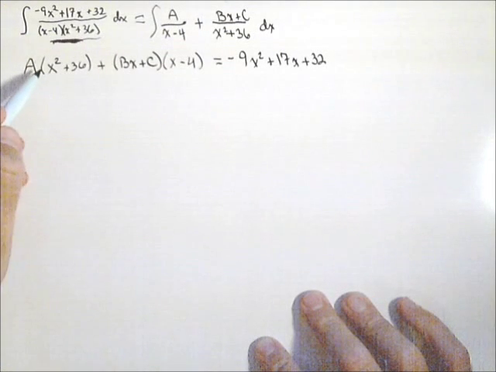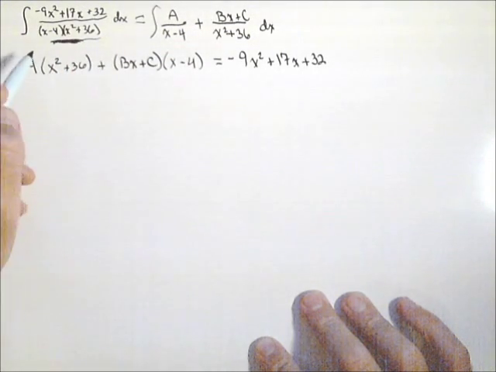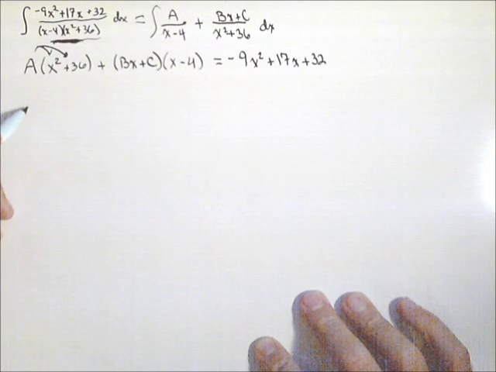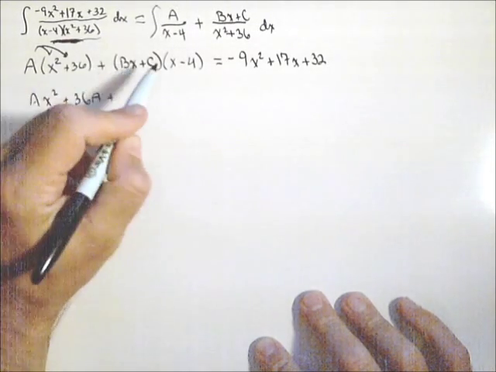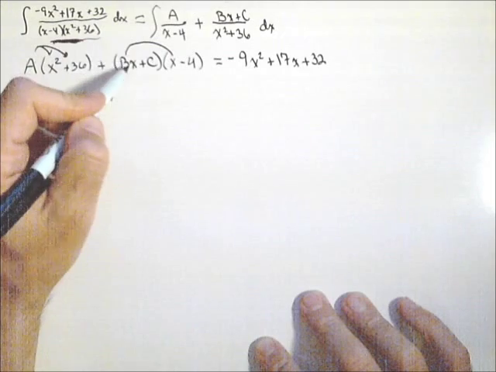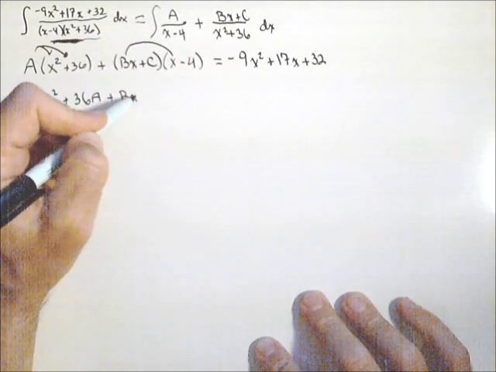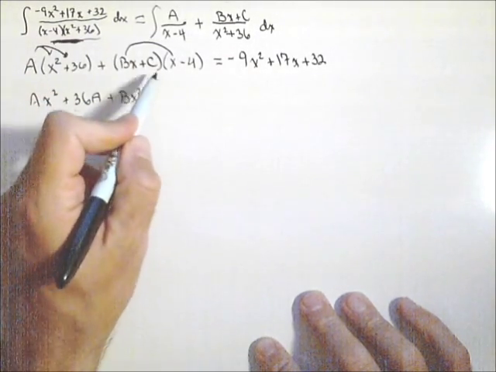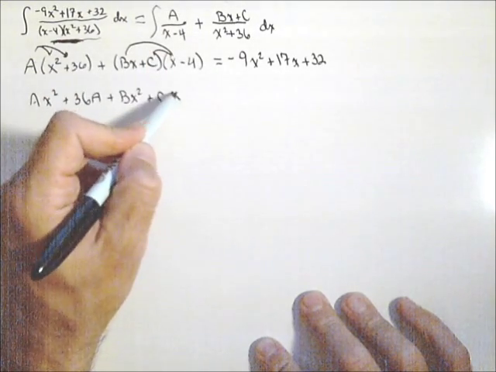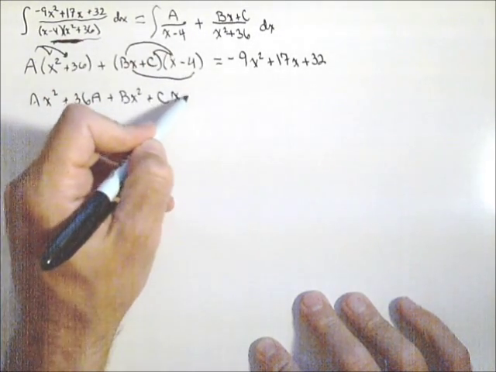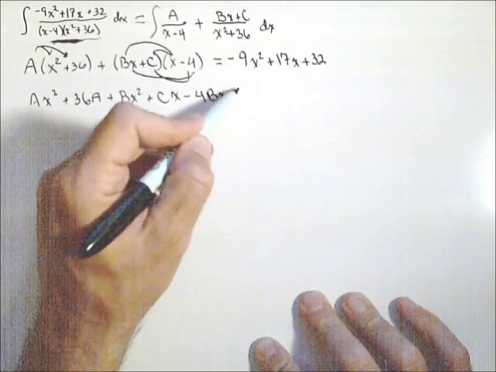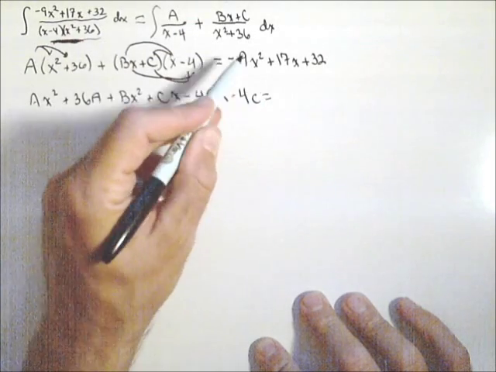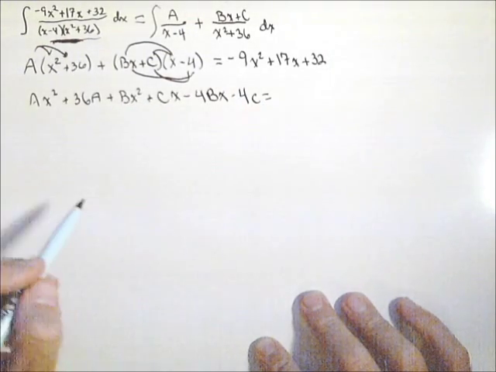Now, what we need to do is multiply this left-hand side out. So we'll distribute the A. So we get Ax squared plus 36A. And the second part we'll do is foiling. So we get Bx squared plus Cx minus 4Bx minus 4C. Again, all equal to that left-hand side.